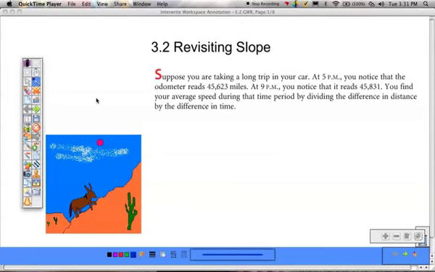This podcast is on section 3.2. We're going to take a look at slope again, something that you've looked at in other previous courses such as geometry and algebra. So we'll start with this problem right here as a warm-up.